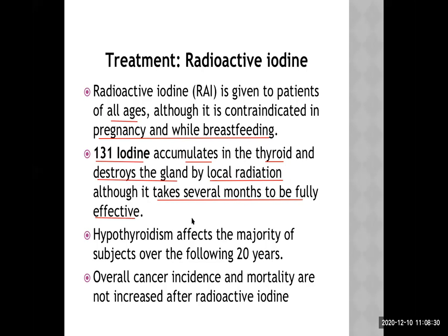Now, what option do we have? We have destroyed the thyroid gland. So after this, we need to replace thyroxine hormone for the patient. See that hypothyroidism affects the majority of subjects over the following 20 years. So we need to replace them with thyroxine hormone. That is a very easy thing to do. It's quite safe also. If I need to choose between an antithyroid drug used for 10 to 20 years and the use of thyroxine for 10 to 20 years, I'll always go for thyroxine because it has a very, very minimal side effect profile compared to those antithyroid drugs.